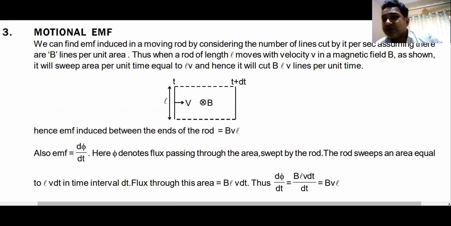Move on to the next one. Motional EMF. It is motional EMF. What is motional EMF? Whenever you have a conductor of any length moving inside a magnetic field with a velocity v, what happens? You can think of it as if it has been converted into a battery.